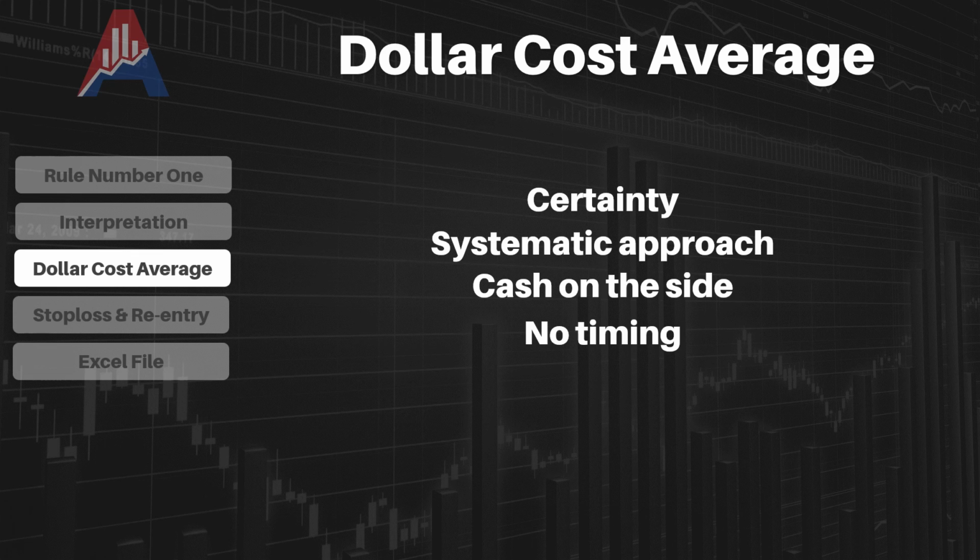One of the requirements of dollar cost averaging is that you have cash on the side, because you want to be able to buy it when it drops. So you have some opportunity cost because you're not fully invested in the market. And one of the benefits that comes with this is that you don't need to time the market. I think that one is pretty obvious.